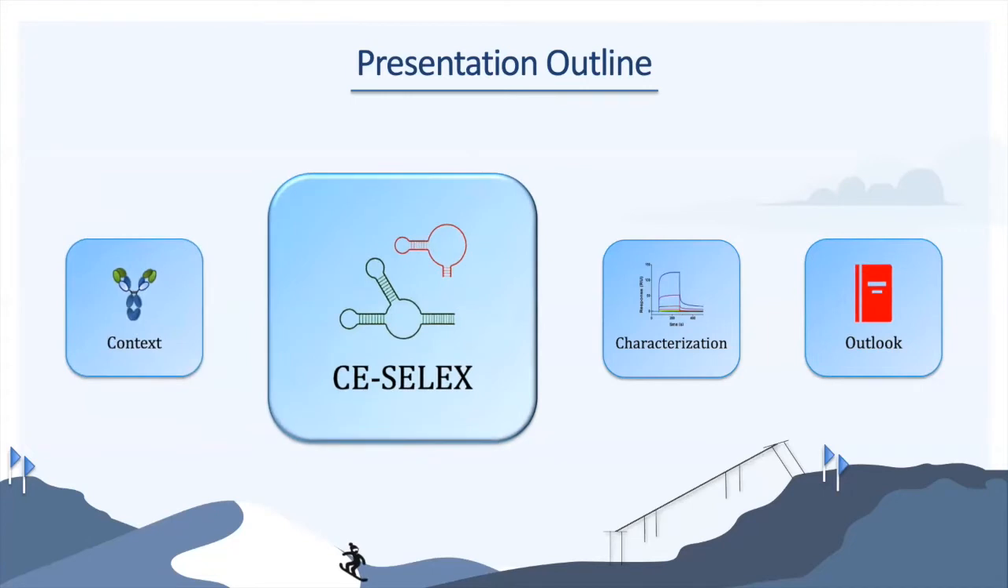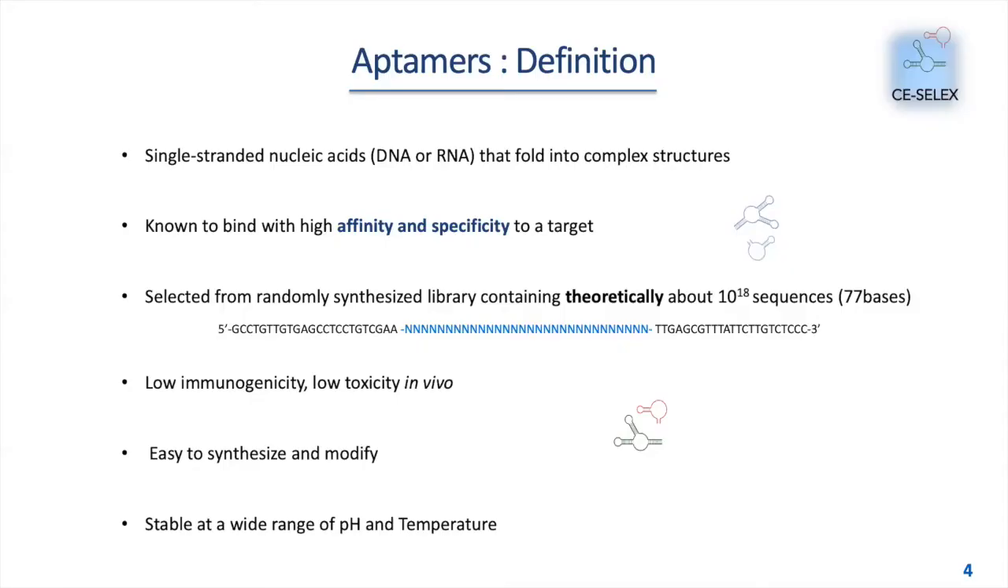Now I will give you a bit more detail about the method that we chose and the conditions. I don't think that I need to define aptamers to you, but it's important to say that aptamers are low immunogenic and low toxic in vivo. They are easy to synthesize and to modify, so they are cheaper than monoclonal antibodies. Their storage conditions are also way better. And mostly they are fully synthetic, so they can overcome most of the limits I presented at the beginning of this talk.